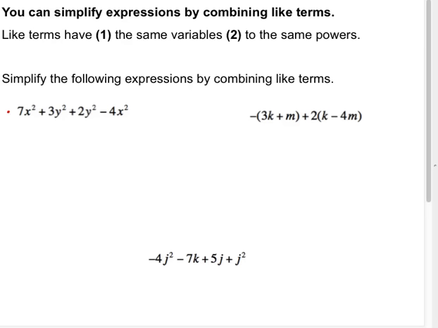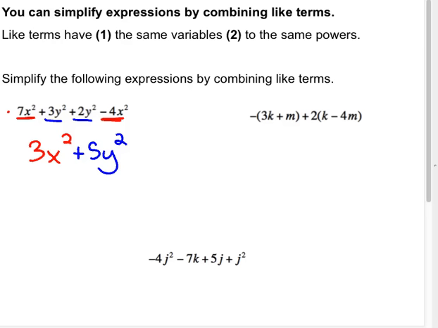So in this first one, I'm going to start right here. I see a 7x squared and I'm taking off a 4x squared. So I have the same variable to the same exponent. So I can simply subtract those. 7 minus 4 gives me 3 of those x squareds. Here, both of these are y squareds. Same variable, same power. So 3 plus 2 will give me 5 of them. Okay? So it's really as simple as that.